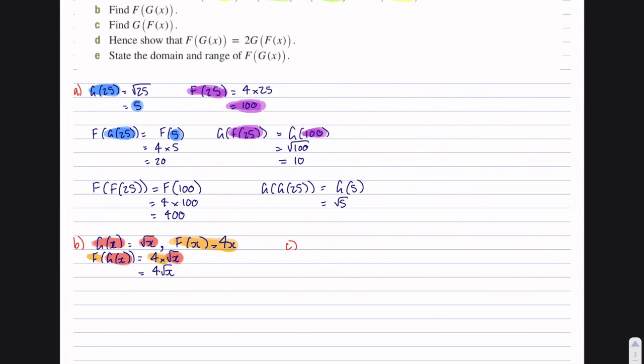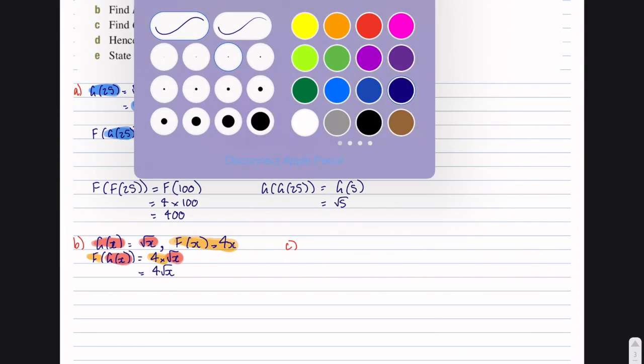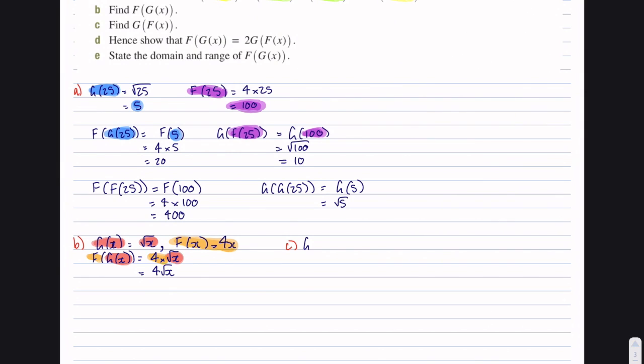For question C, we've got g of f of x. We're going to do something similar. g of f of x. Well, f of x is 4x, so we've got g of 4x, which means we've got the square root of 4x, which means we've got 2 root x.